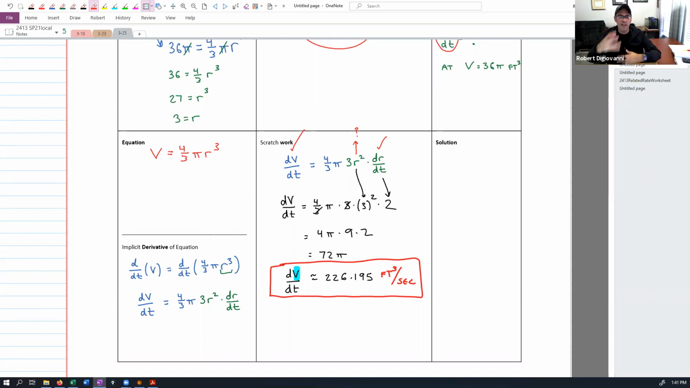Are you starting to get an idea of how this process works? Picture what we're given, what we want at the moment we want it, equation, implicit, solve for what you're looking for. You might have to go back and plug some stuff in to figure out some of the unknowns.